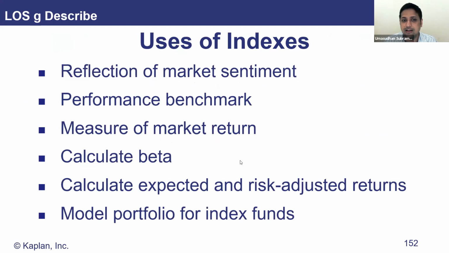Now you need to understand the usefulness of indexes, why they are used. Reflection of market sentiment: if the index is going up, why is it going up? Now it's been going up, right? In the United States and everywhere else, the stock markets were going up contrary to the economic fundamentals, which were weakening. Unemployment was rising, but the stock market was going up, right? So why? Because there's a lot of hope on stimulus, whether the governments will bail out the economies, and there were a lot of hopes on vaccinations and things like that.